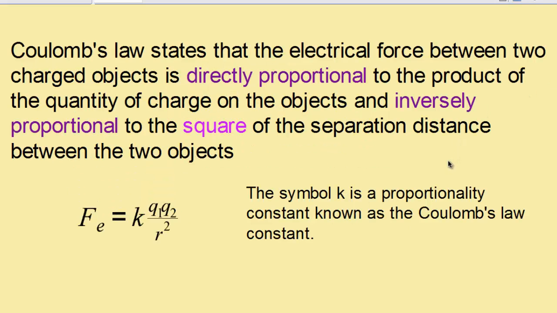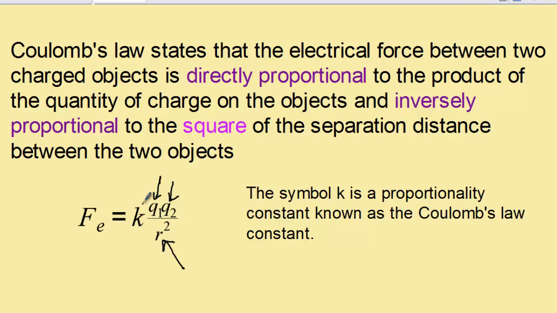So getting down to it, Coulomb's law states that the electrical force between two charged objects is directly proportional to the product of the quantity of charge on the objects, which is what the Q stands for here. So the electrical force is directly proportional to the charge on the objects, and it's inversely proportional to the square of the separation distance between them. And R here just signifies the distance.